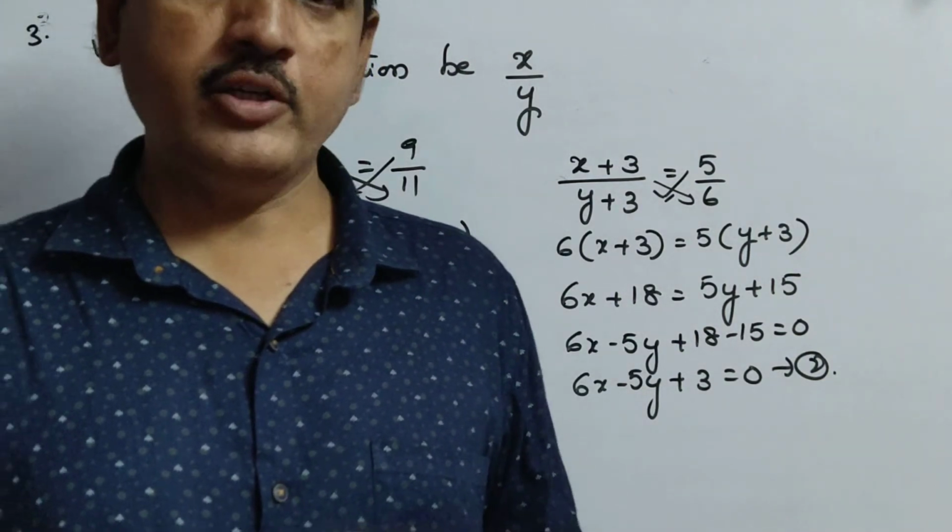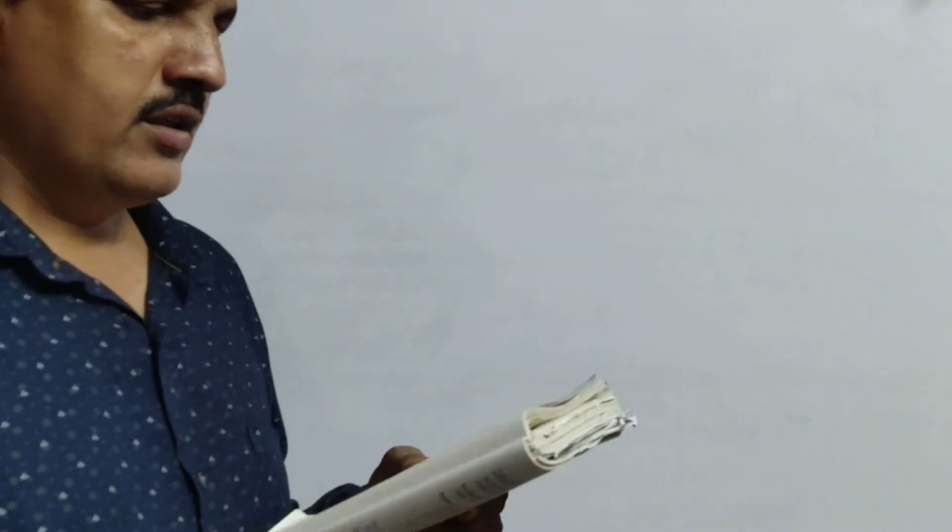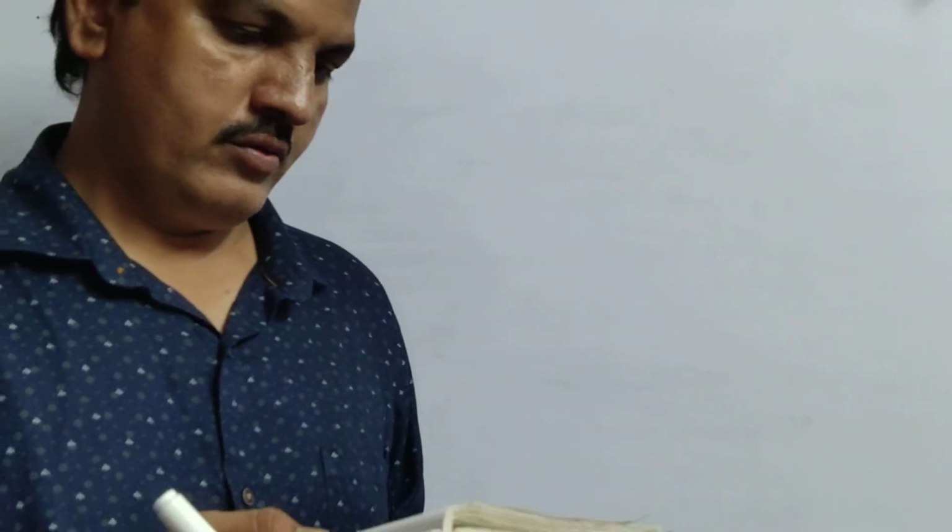Next, coming to the sixth question. And this is the end of this exercise. 5 years hence, the age of Jacob will be 3 times that of his son. 5 years ago, Jacob's age was 7 times that of his son. What are their present ages?